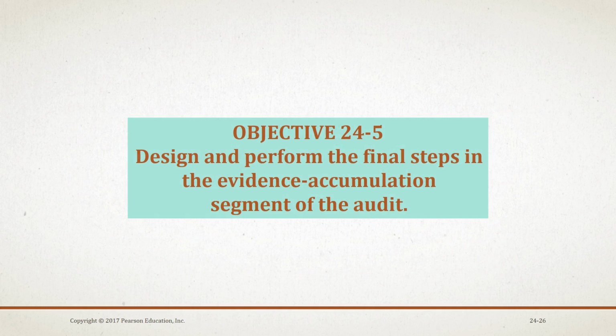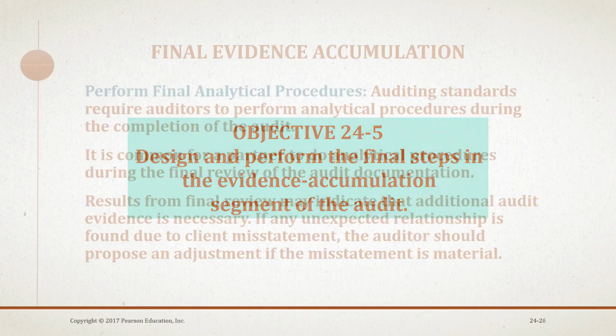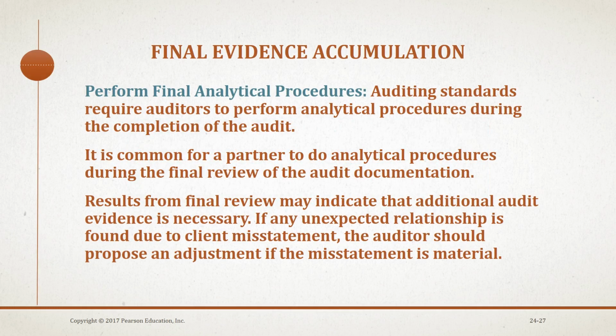Objective 5. Design and perform the final steps in the evidence accumulation segment of the audit. We must always perform a final analytical review. This is common for a partner to do the analytical procedures during the final review of the audit documentation. I'm going to extend that from partner to manager as well, since they're usually involved at the end. And what they'll do is look at the balance sheet, look at the income statement year to year to see if there's any unusual items for which explanations may be needed. And this is a very important step that is done.